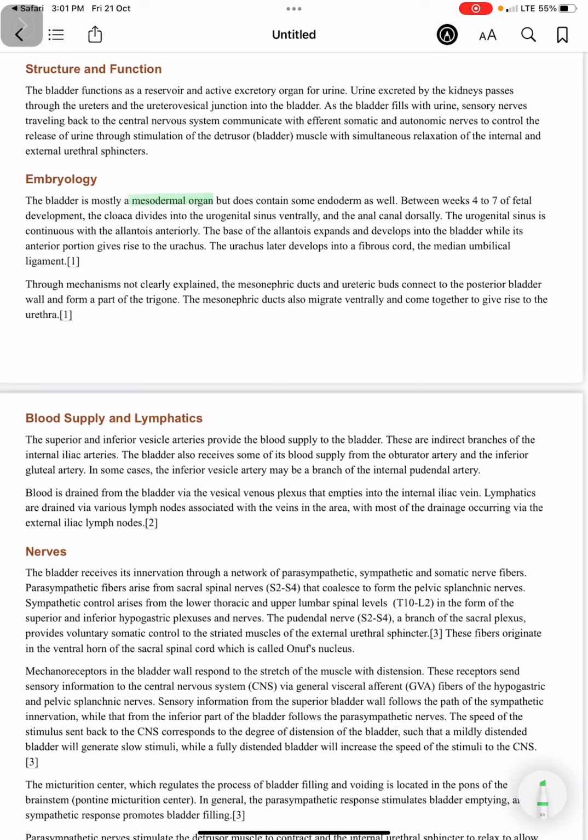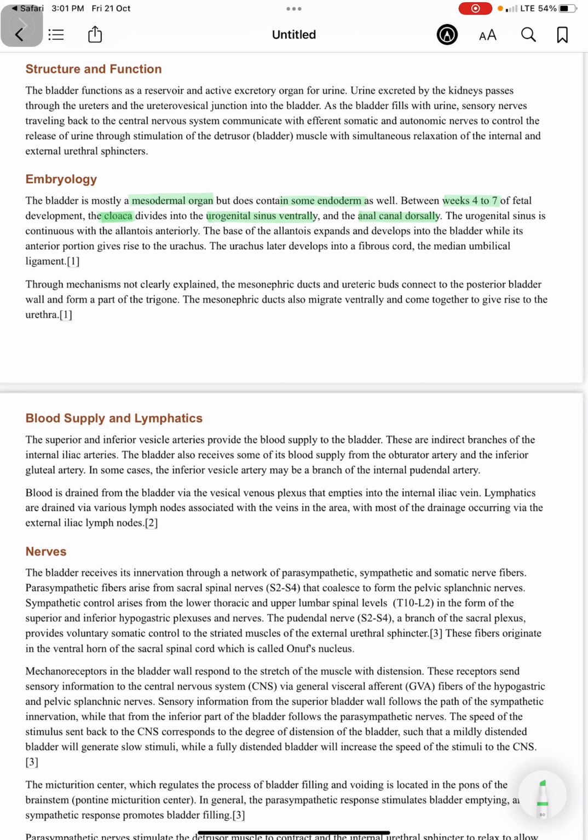So what is the embryology of the urinary bladder? It is mostly a mesodermal organ, but it contains some endoderm as well. Between weeks 4 to 7 of fetal development, the cloaca divides into urogenital sinus ventrally and the anal canal dorsally.